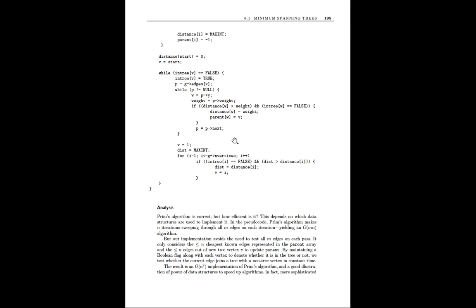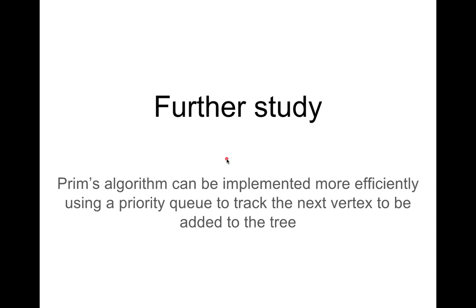If we use a priority queue instead of this for loop at the end of the algorithm here, we would start inserting edges into a priority queue, which takes, it turns out, log of n time. And we can do this whole Prim's algorithm in like an O of n log n kind of time if we use a priority queue. If you're interested in that, you can look it up for further study.